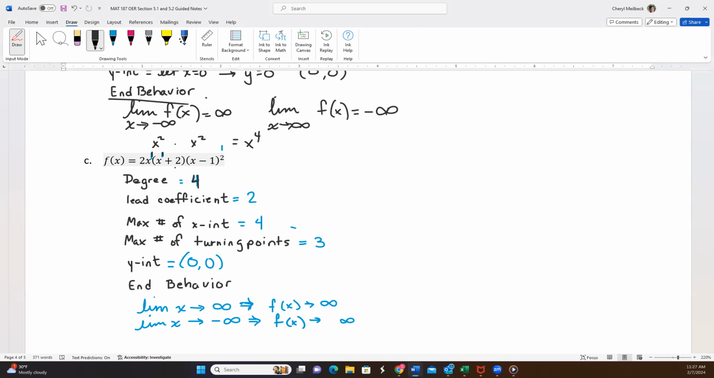The lead coefficient. All right, so on this binomial, when it's squared, its lead coefficient is 1. Here the lead coefficient is 1. And then we do have a 2 being multiplied by those. So it will be 2 times all of those 1s. And my lead coefficient will be 2. Now the max number of x-intercepts is equivalent to the degree. So the most possible x-intercepts it could have is 4. It could have fewer, but at the most is 4. The max number of turning points is that 4 minus 1, so 3.